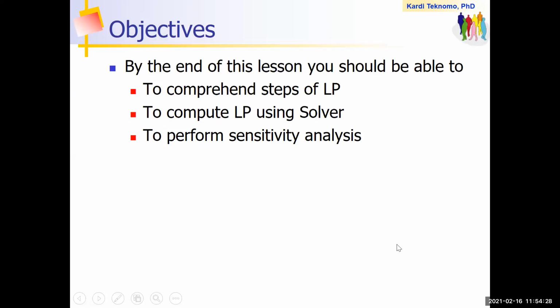So by the end of this lesson, you should be able to learn about the steps of LP and know how to use linear programming using Solver. Did you solve linear programming in OR1 using Solver also? No, we use manually. Oh, you use manual? Really? Okay, good. So then you will use Excel. Do you have Excel with you? Yes. Okay, open the Excel.